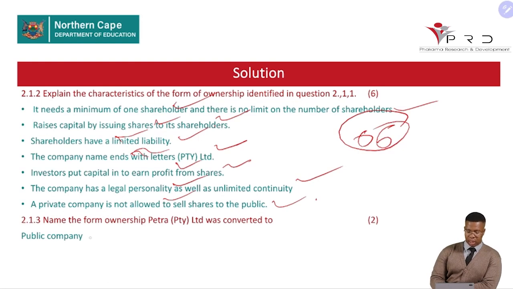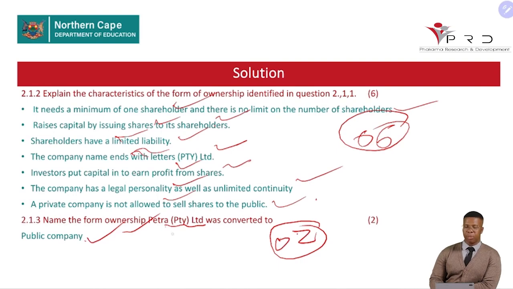And then the name of the company that Petra wanted to be converted to is a public company. Then you get 2 marks for that, because Petra was Pty Ltd, meaning private, and then now public company because they wanted to attract investors.